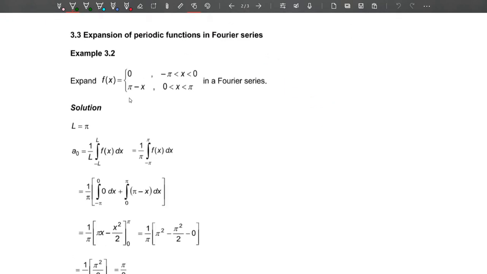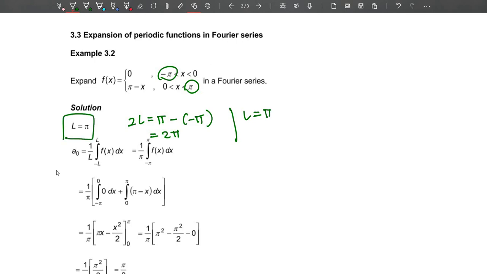Next, for the expansion of a periodic function in Fourier series, for example, we need to expand this piecewise function in a Fourier series. First, what we need to calculate is the value of L. As I mentioned earlier, 2L is equal to the upper boundary minus the lower boundary. So that means pi minus negative pi, which is 2L equal to 2 pi. That's why we have L equal to pi here.